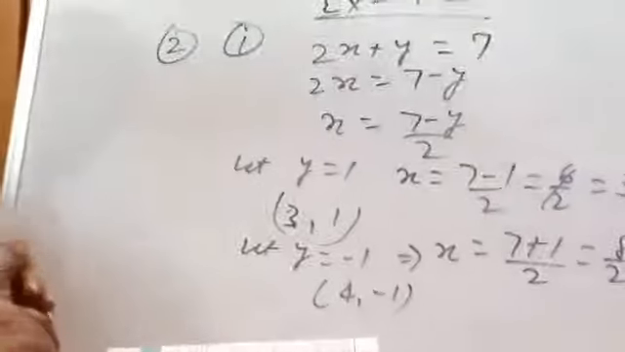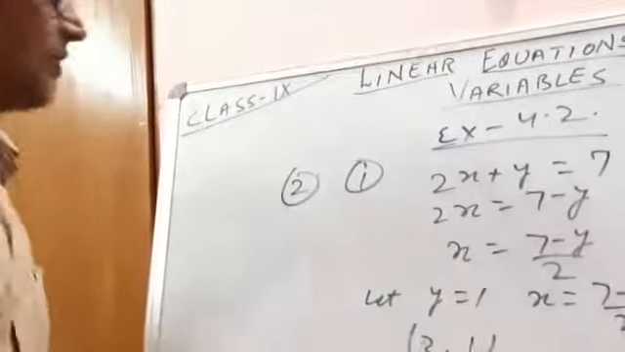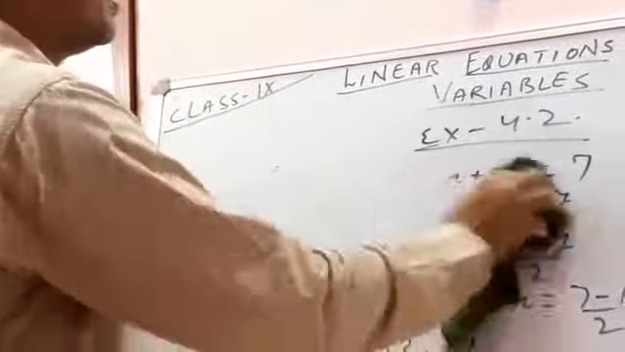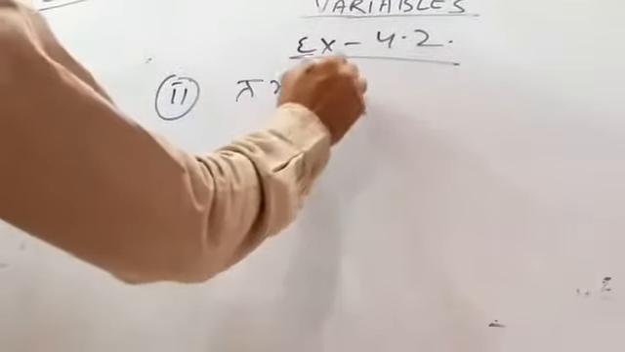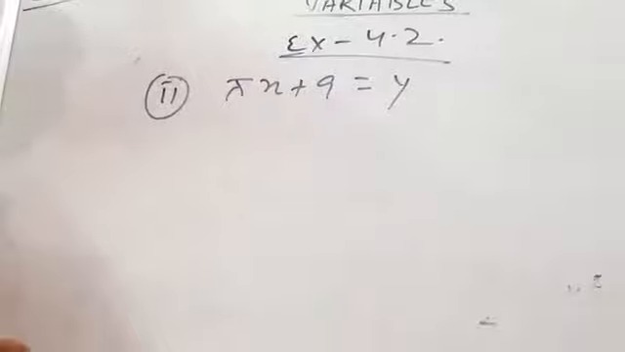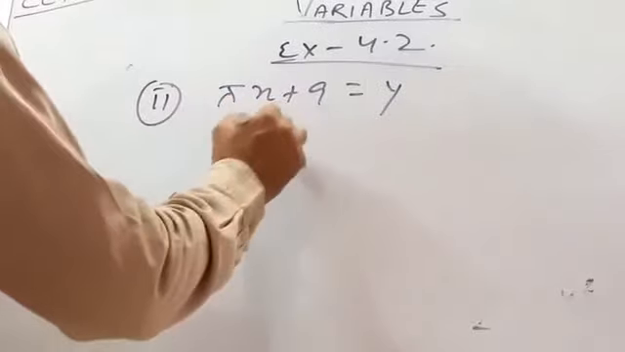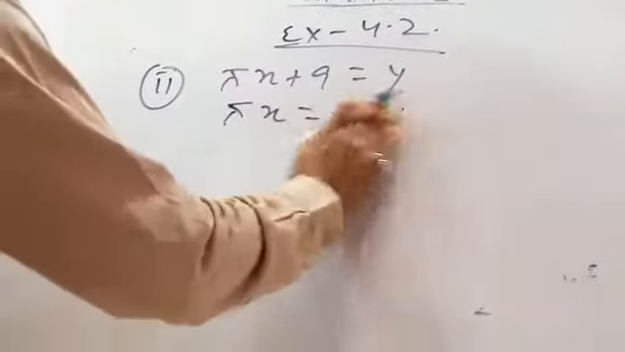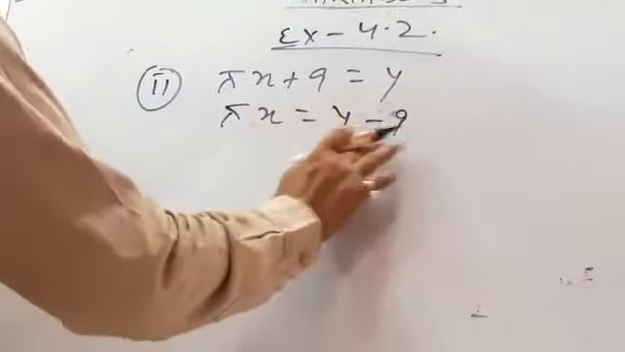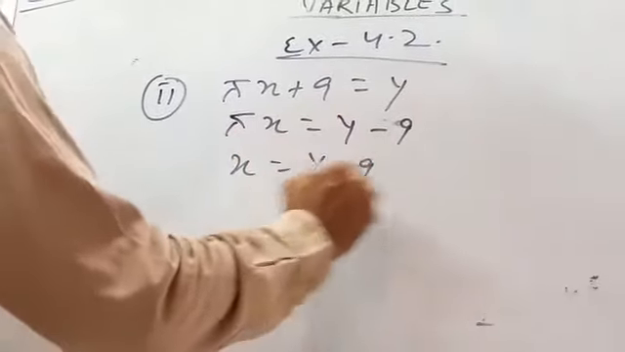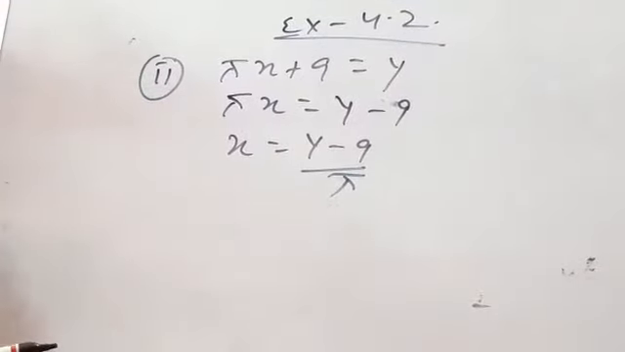Yes, the second part is given in a different way, so it might be some problem for a few students how to find the solution of this type of equation. You don't need to worry. The second part we have is πx + 9 = y, and you need to write the solution. So very first, πx = y - 9, and x = (y - 9)/π. Now just go as usual.